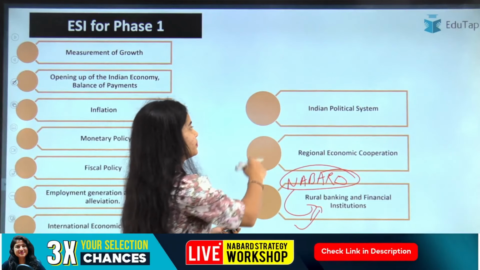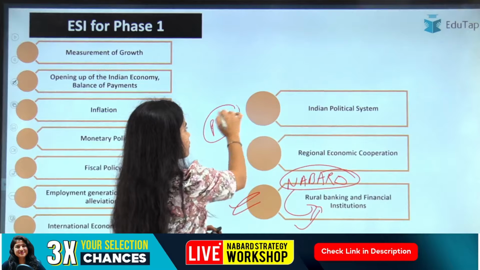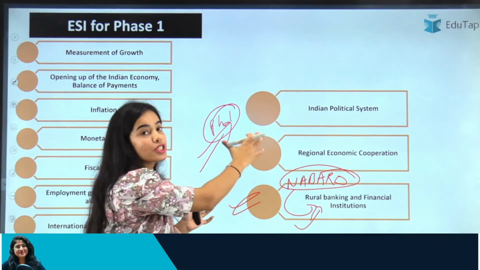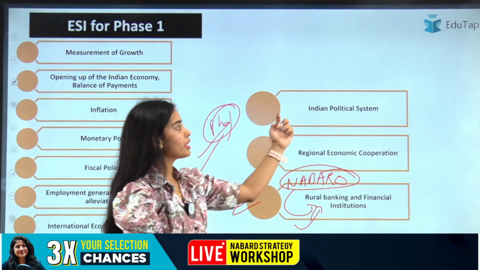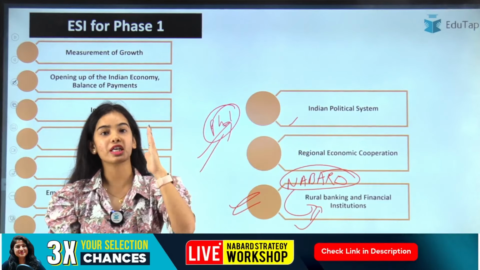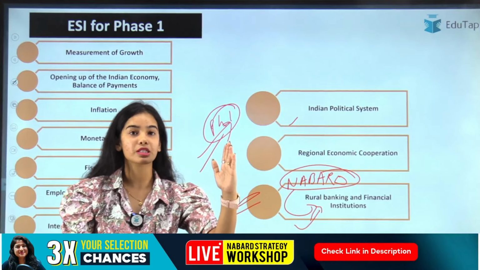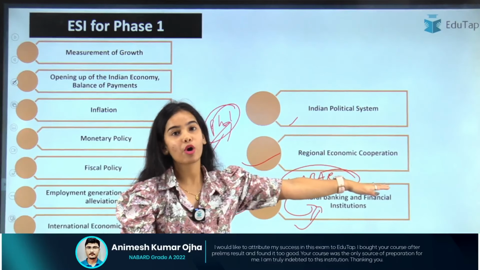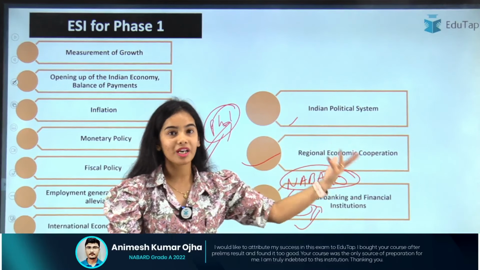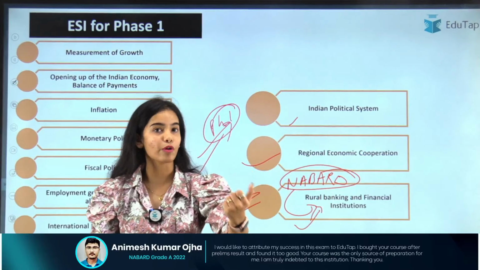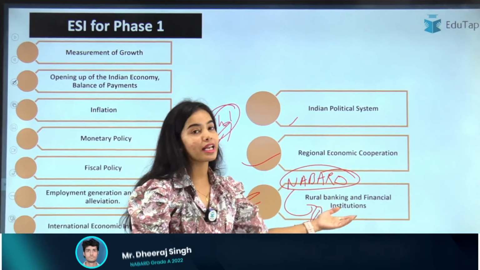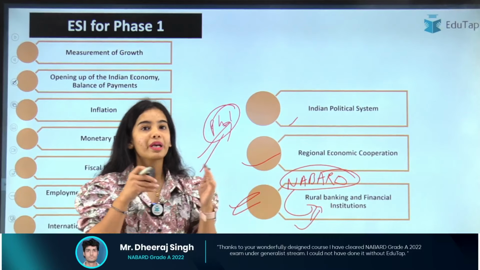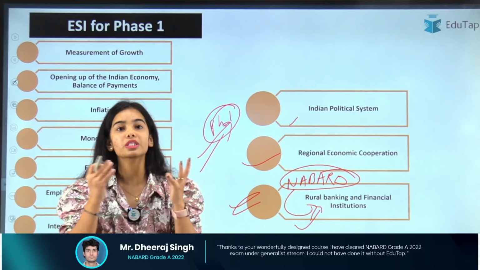So these are the important chapters for phase 1, additional chapters for phase 1. The Indian political system, you just have to prepare from the phase 1 perspective. The fundamental rights you must know about, as well as the directives. Now coming to regional economic cooperation, whatever is going on in the news, be aware of it and have the static information regarding this. Rural banking and financial institutions now become important because they are in the news recently.